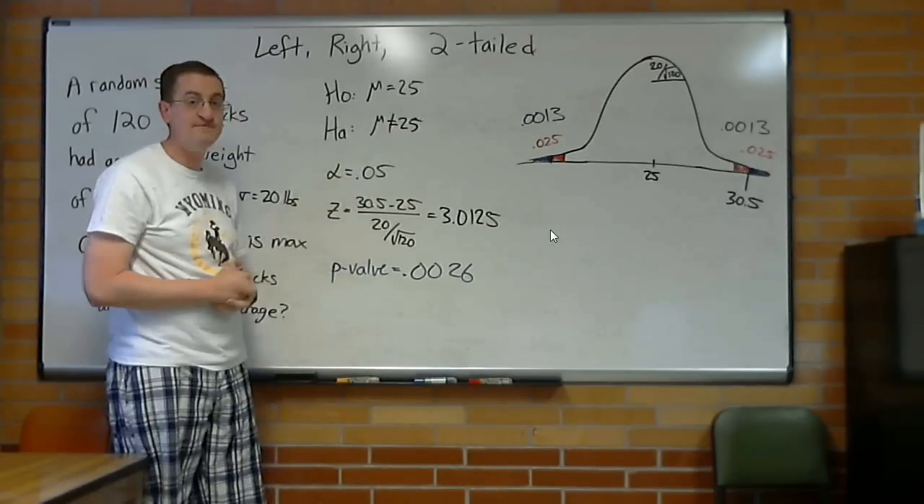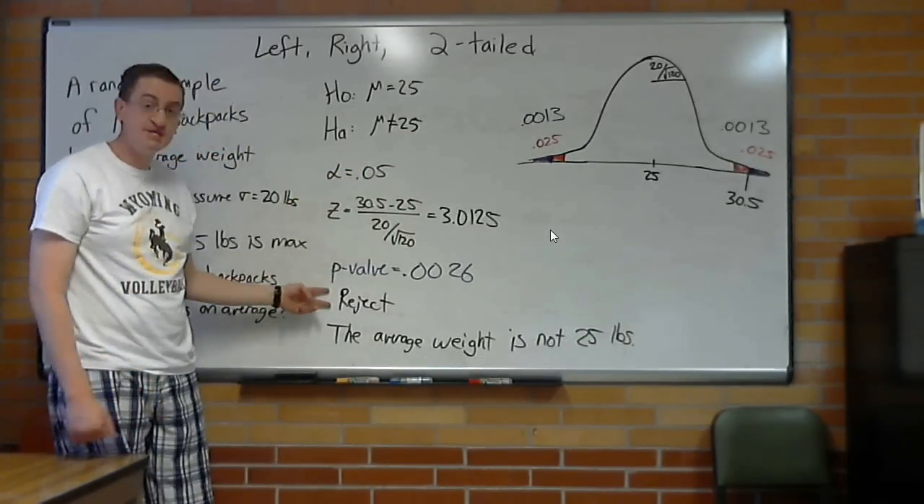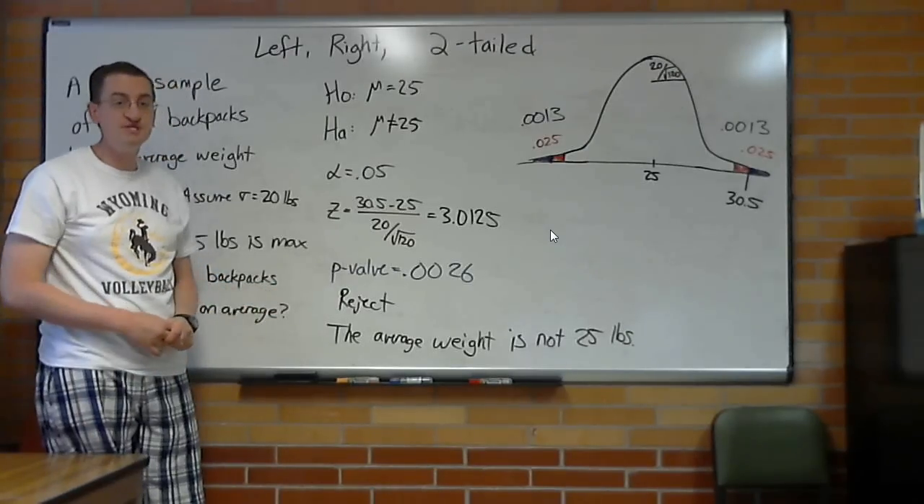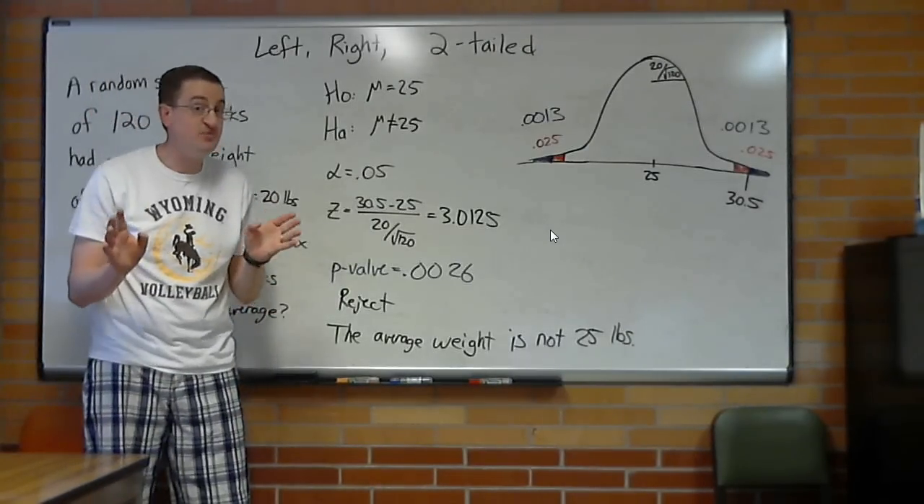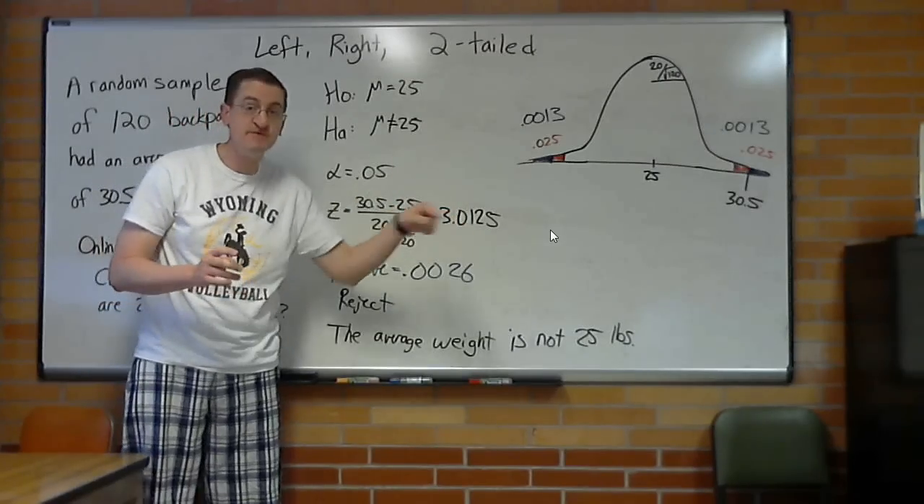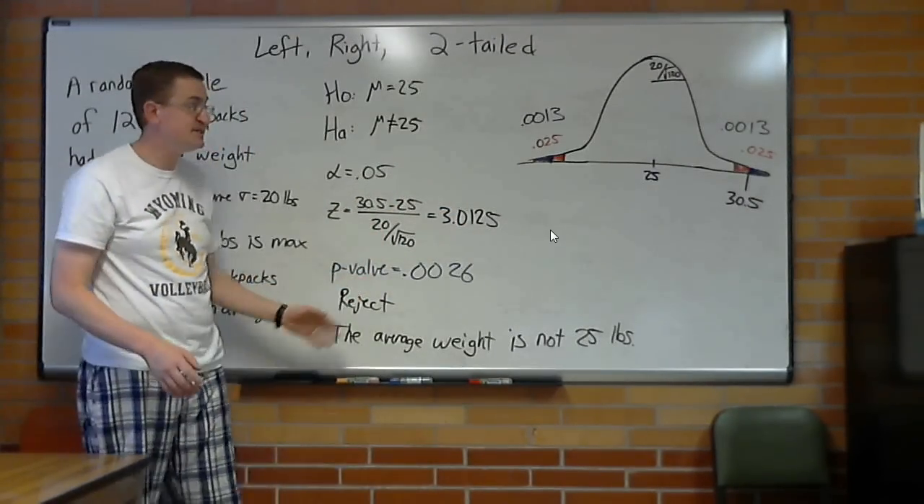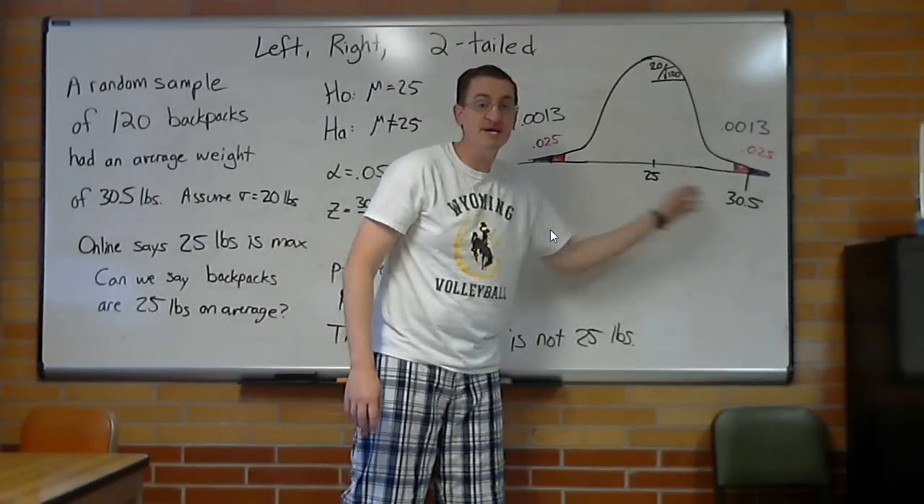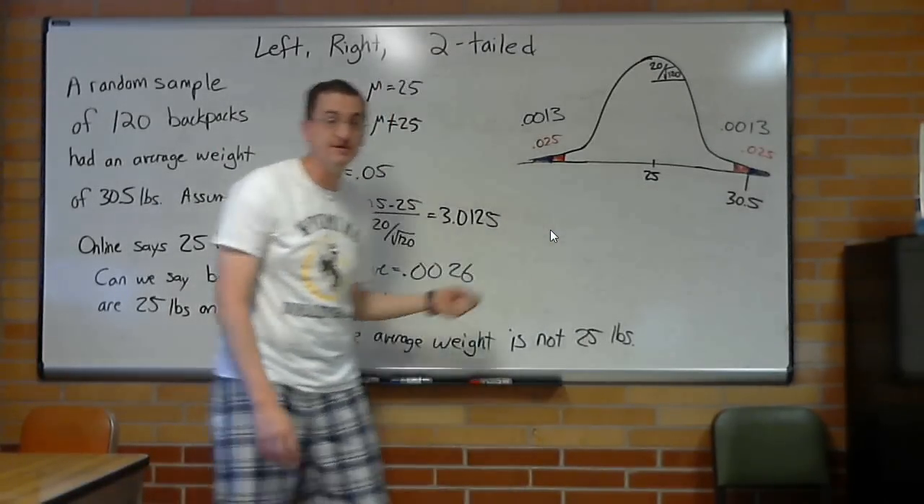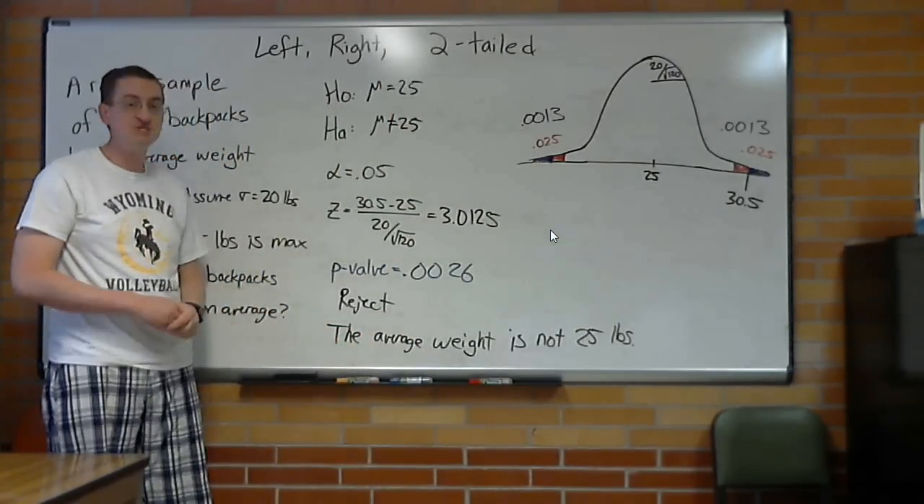That's what you compare to alpha, and your conclusion is going to be reject, and the average weight is not 25. It's not fair to say we've proven the average weight is more than 25 because we didn't test for more. We just tested for different. Yes, it's different. It happens to be different on this end, but it could have been different on some other end. So our conclusion says it is not 25 pounds.